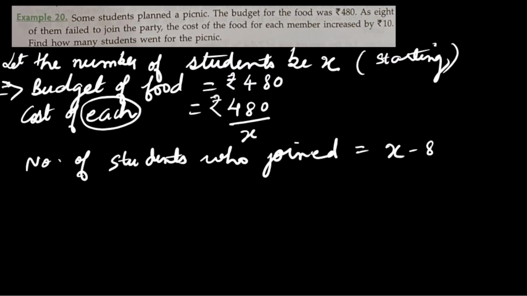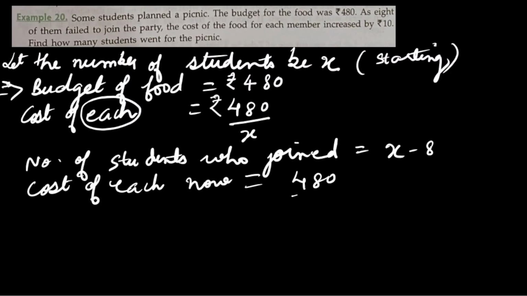So this is the second case. In the first case, we assumed the number of students as x, the total budget was 480, so the cost of each became 480 by x. Now what will be the cost of each student? The cost of each now is 480 divided by x minus 8.